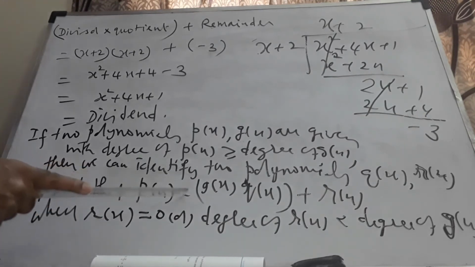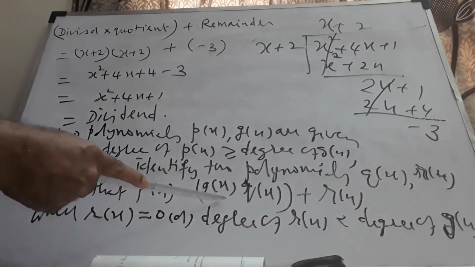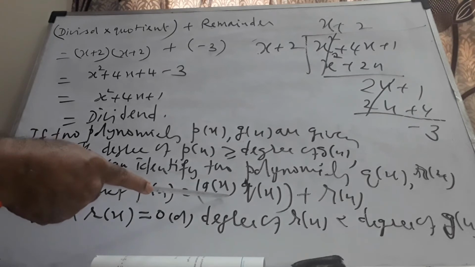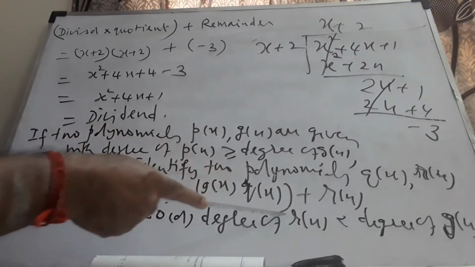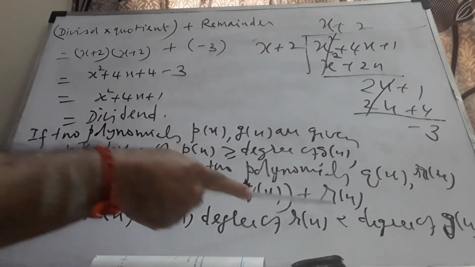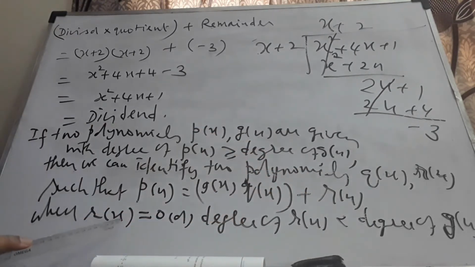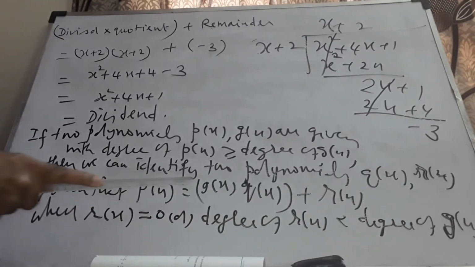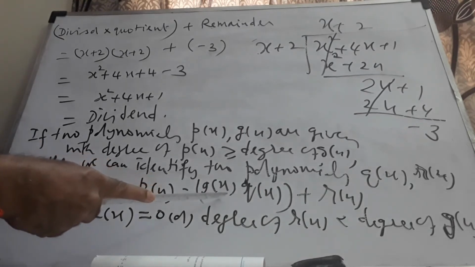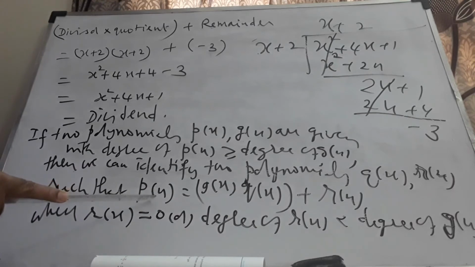Here the polynomial p of x which is being divided is called the dividend. The polynomial g of x by which we divide is called the divisor. The polynomial q of x which we get is called the quotient. The one which we get at the end, r of x, is known as the remainder. If r of x is exactly equal to 0, we mean to say p of x is divisible by g of x, or we say g of x exactly divides p of x.